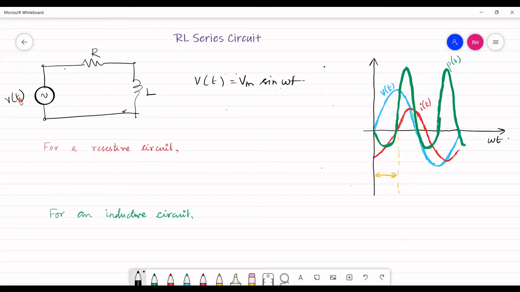Before we get into the analysis of an RL series circuit, let us once again go back to the concept of the resistive and an inductive circuit. So let VR be the voltage drop across the resistor, and for a resistive circuit, I is written as VR divided by R, which on cross multiplying we have VR equal to I into R. And we know voltage and current both are in phase with each other in case of a resistive network.